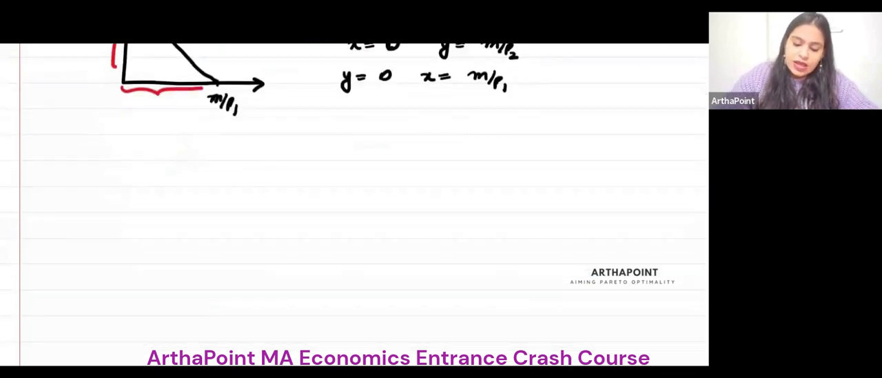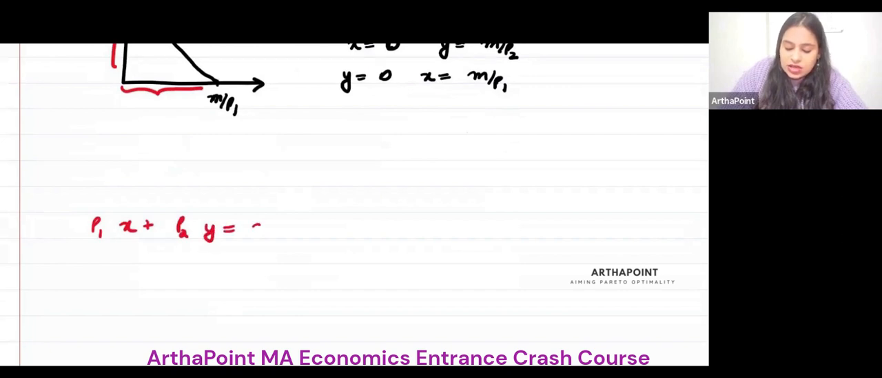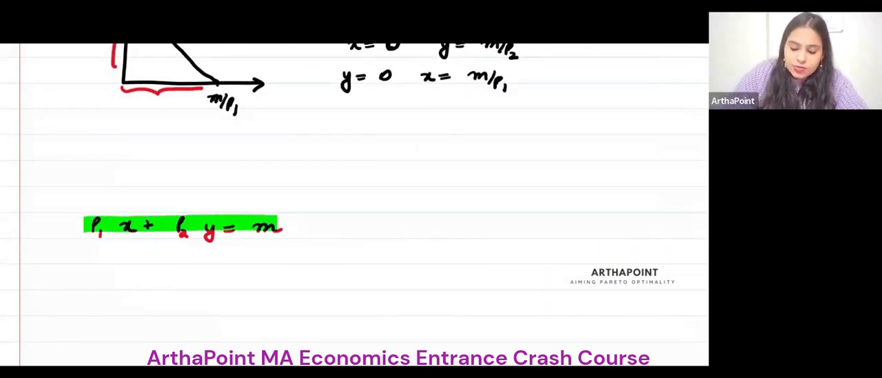So what can I do? I can say that this is P1 X plus P2 Y is equal to income. Let's do a total differentiation of this equation. So how do I do that? I will get P1 dx. P1, P2 are exogenous. They are decided outside the model. Prices and income are given to you, so they will never be differentiated. So P2 dy is equal to dM.